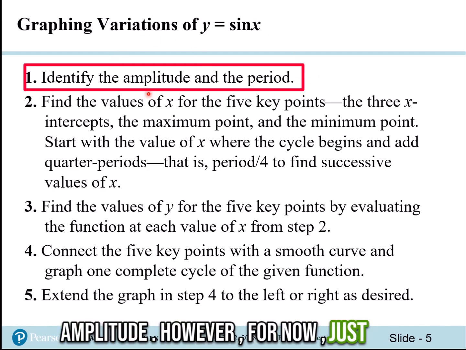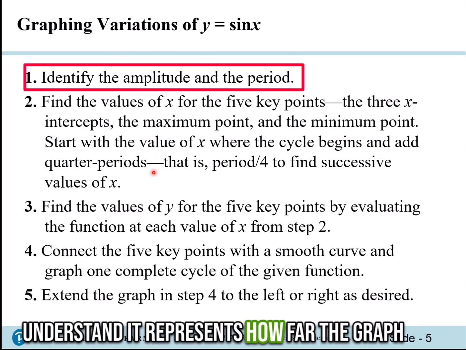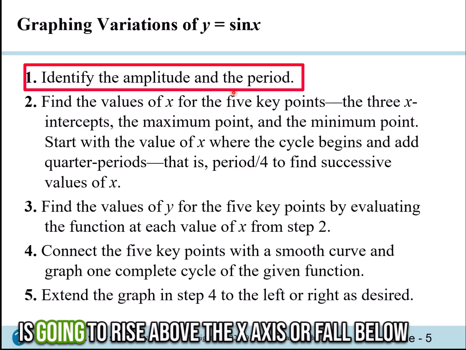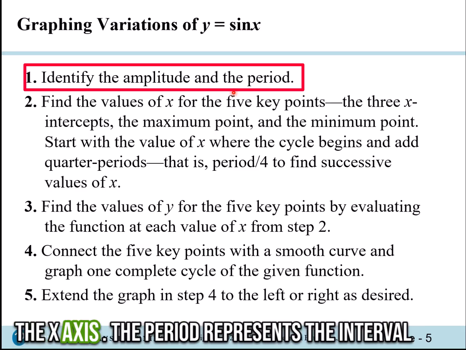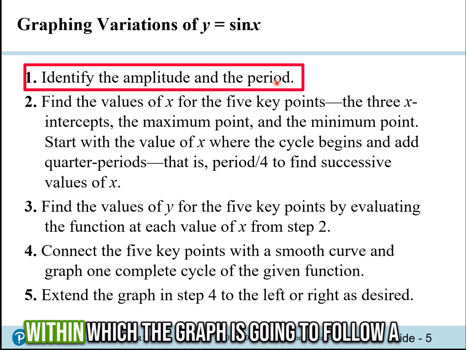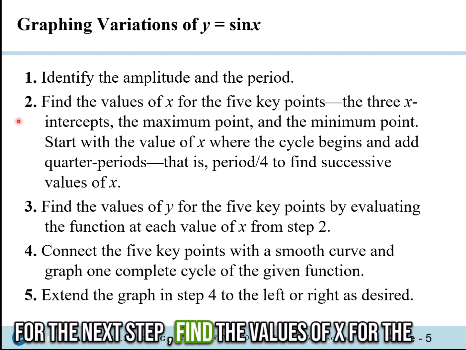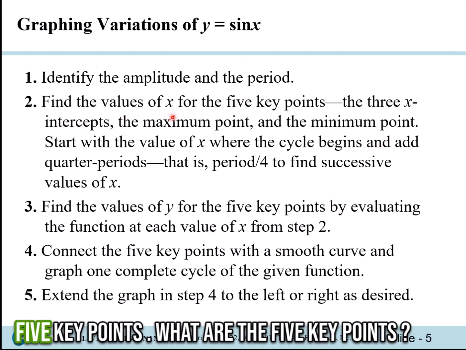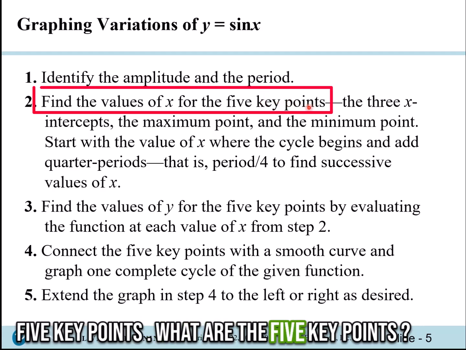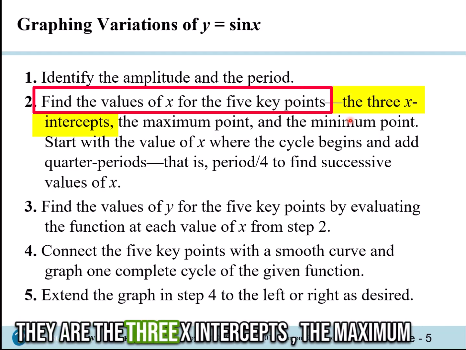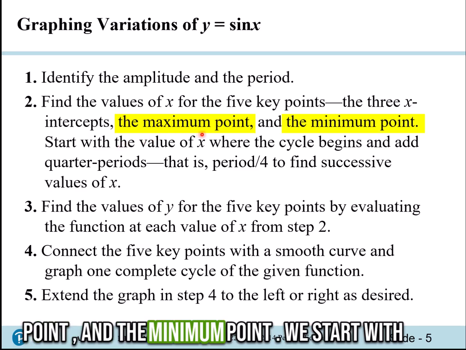However, for now, just understand it represents how far the graph is going to rise above the x-axis or fall below the x-axis. The period represents the interval within which the graph is going to follow a unique pattern. For the next step, find the values of x for the 5 key points. What are the 5 key points? They are the 3 x-intercepts, the maximum point and the minimum point.